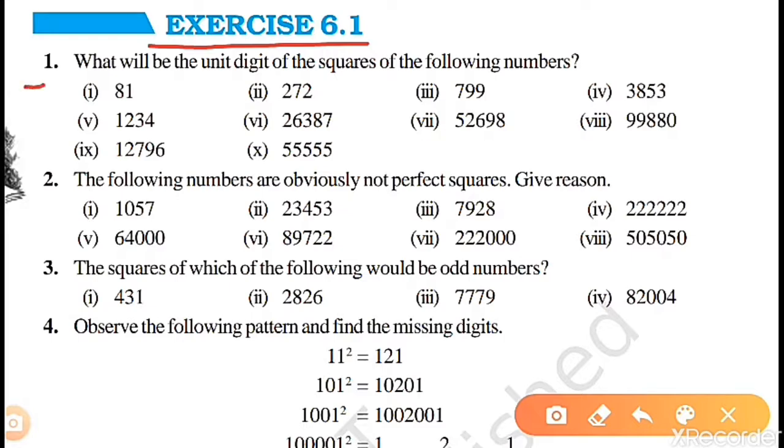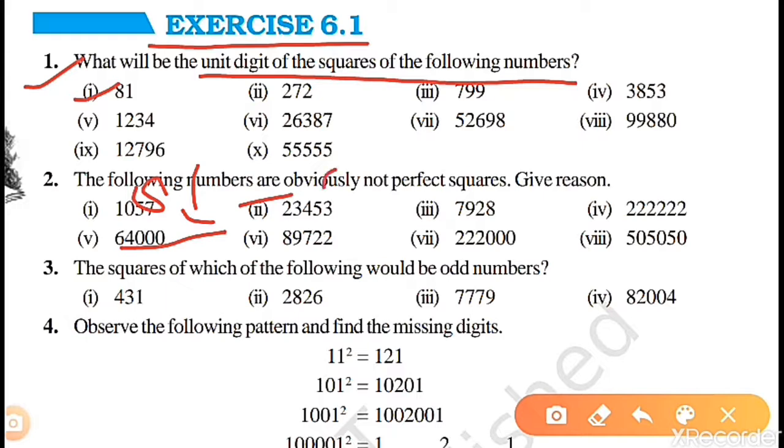So, moving to question number 1, it says: what will be the unit digit of the square of the following numbers? Okay, so we'll take the first part, that is 81. We know 81 is ending with the digit 1. If we square this 1 we will get 1, so we can say the square of 81 will be ending with the digit 1 at its unit place.